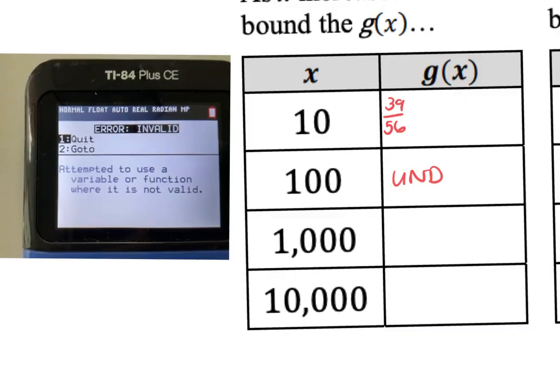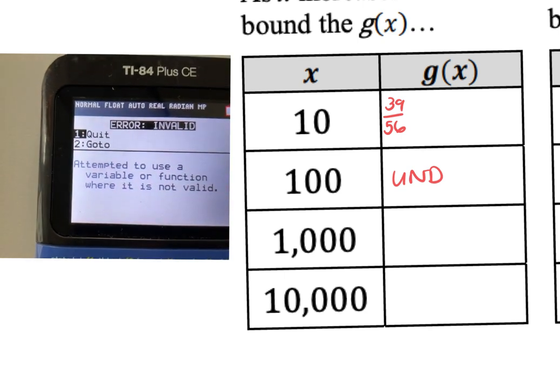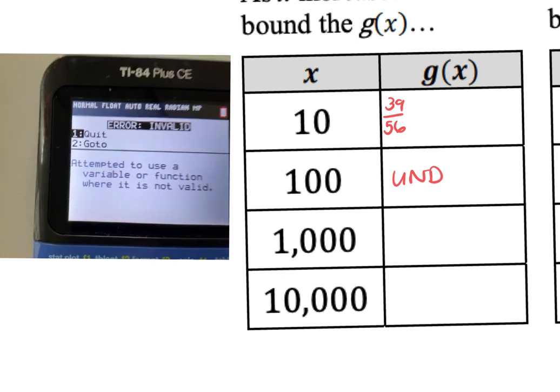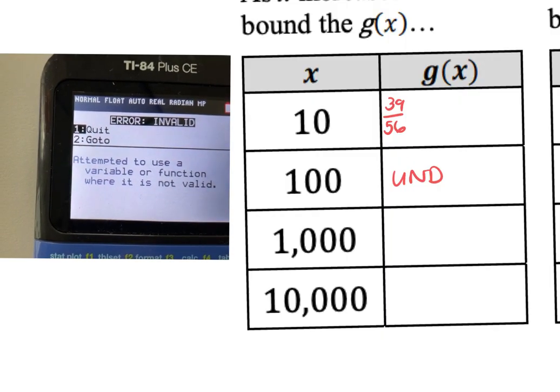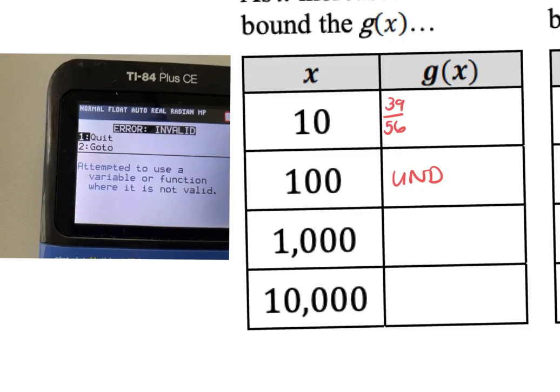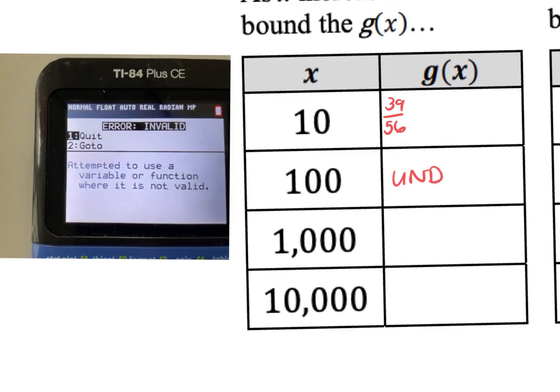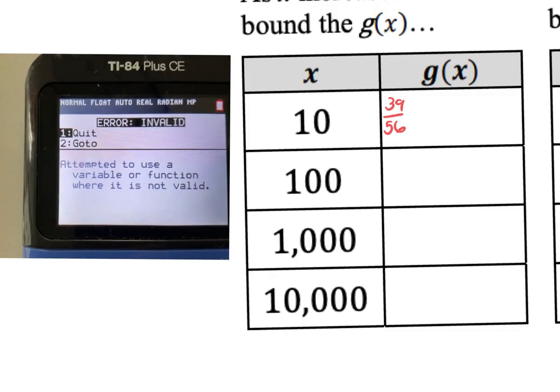Okay, so now what's happening is it's not undefined. It's that my graph, that x value is so far to the left that my calculator can't see it. Does that make sense? It's so far left that it can't get that value. So it's not that it's undefined, because that will be a totally different value when we get to holes, you'll see, okay?